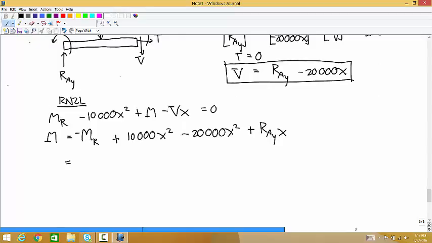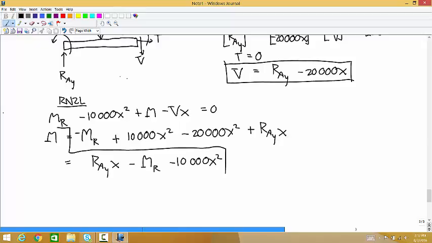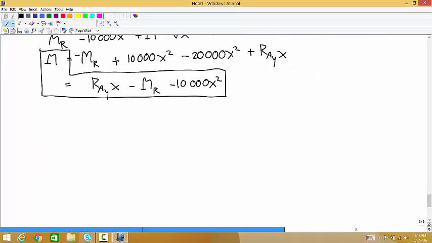And you can simplify that to, I guess I'll write that, R-A-Y-X minus M-R minus 10,000 X squared. Okay, so now we have our function that represents the bending moment.